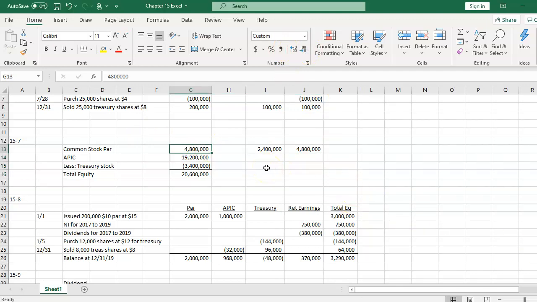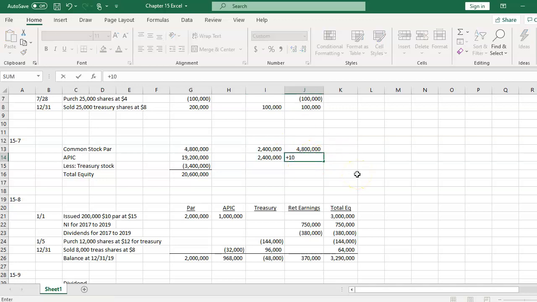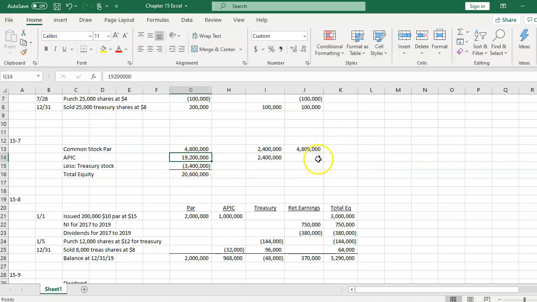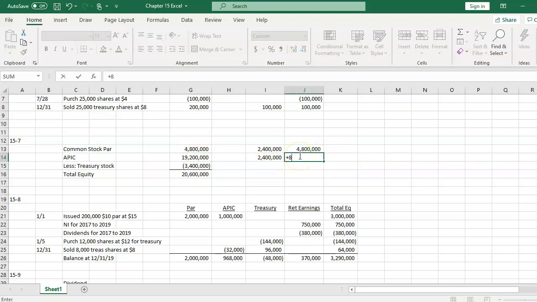Then additional paid-in capital, it's 19.2. And kind of the same thing. We go the same thing here, 2.5 million shares minus 100,000. So I'm just going to copy and paste this right there. And the average, we sold them at $10 was the average price, minus $2, which was the par value, so $8. So 19.2 is basically $8 multiplied by 2.4, we get 19.2.